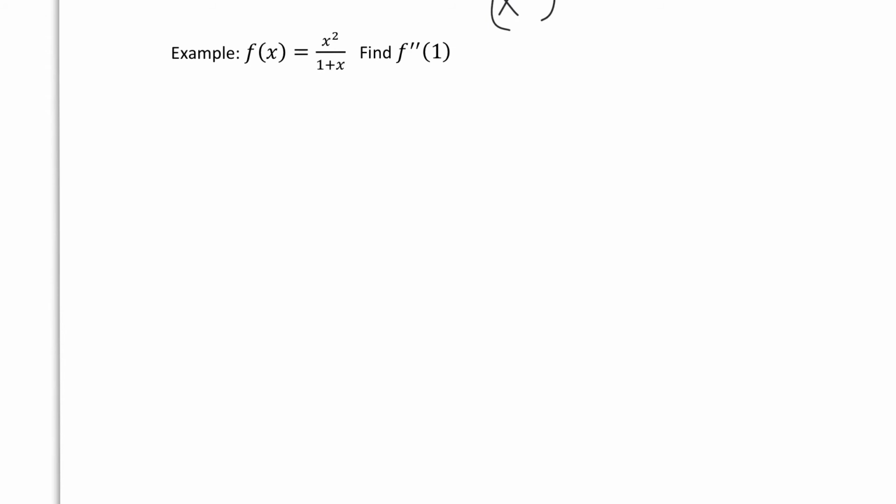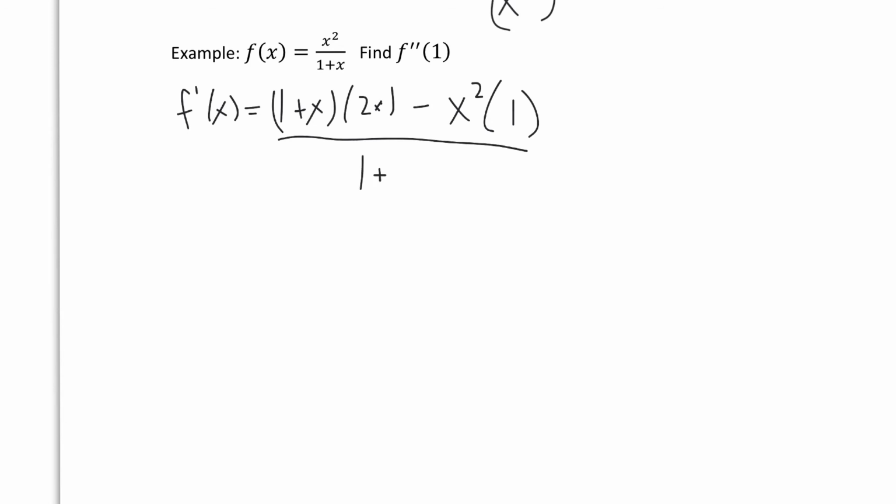Let's go ahead and try another one. F of x is x squared over 1 plus x. Let's find f double prime evaluated at 1. So that means we need to find f double prime, and then we're going to plug in the number 1. Again, to find the second derivative, we have to start with the first. So low d high, less high d low, over the denominator squared we go.